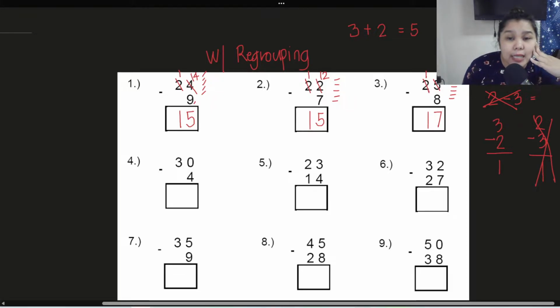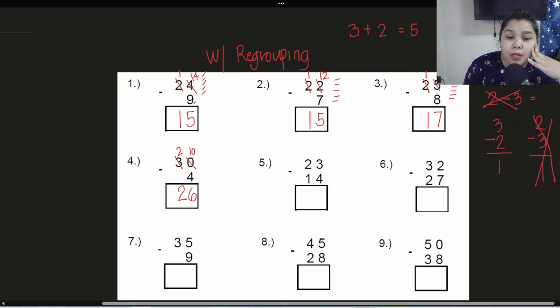So, this is easy. Next, we have 30 minus 4. Okay, eto, 0. May makukuha ka bang 4 sa 0? No. So, we need to borrow. So, from 3, magiging 1 ba siya? Hindi. Kasi isa-isa lang. So, babawasan lang to ng 1/10. So, it will be 2. And this will become 10. 10 minus 4, it's 6. And then, bring down 2. So, the answer is 26.